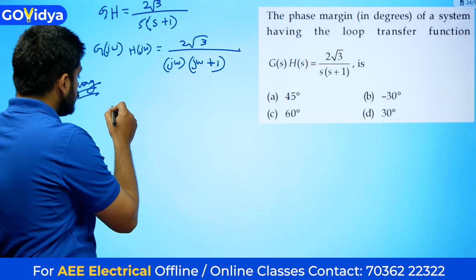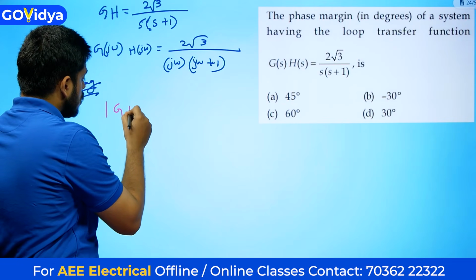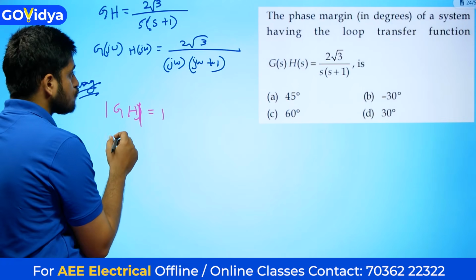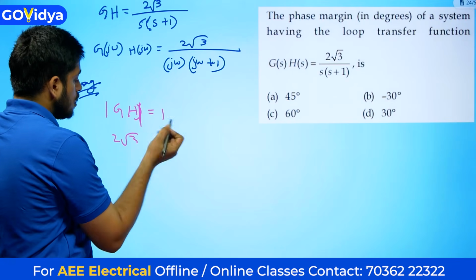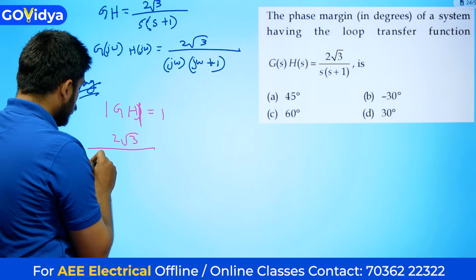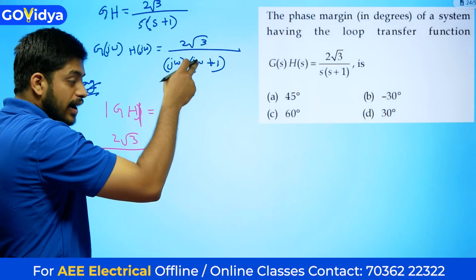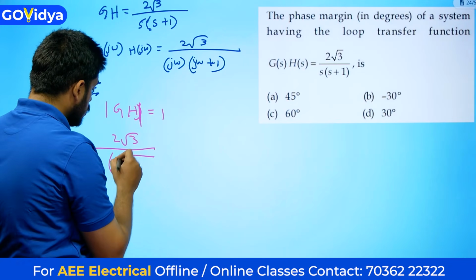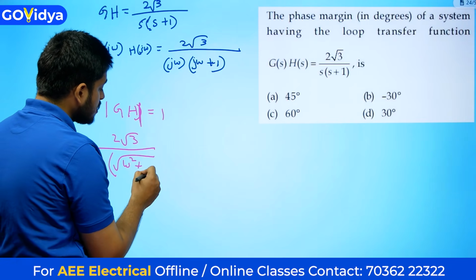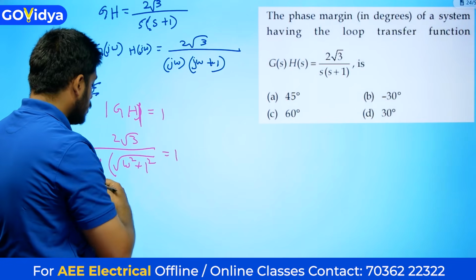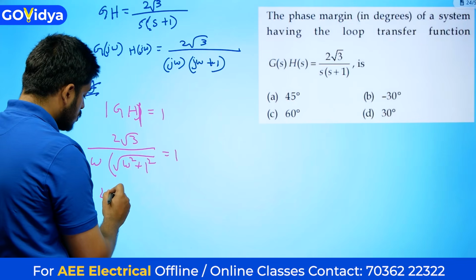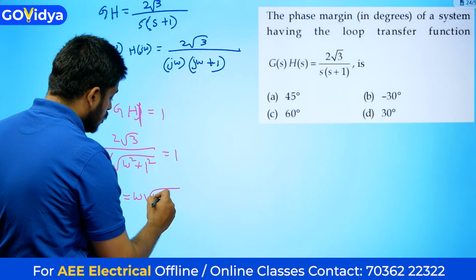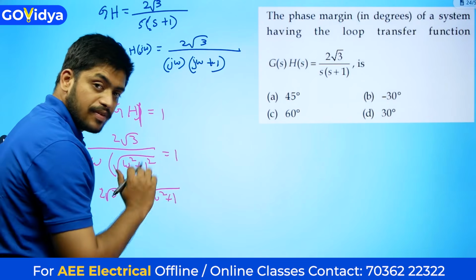For magnitude, mod of GH is equal to 1. From this, 2 root 3, however, is constant, so it stays the same. J omega would be omega, and omega square under the root, square and root cancel. Next, here I'm going to get omega square plus 1 square. This will be equal to 1. So multiplying that side, 2 root 3 is equal to omega root of omega square plus 1.